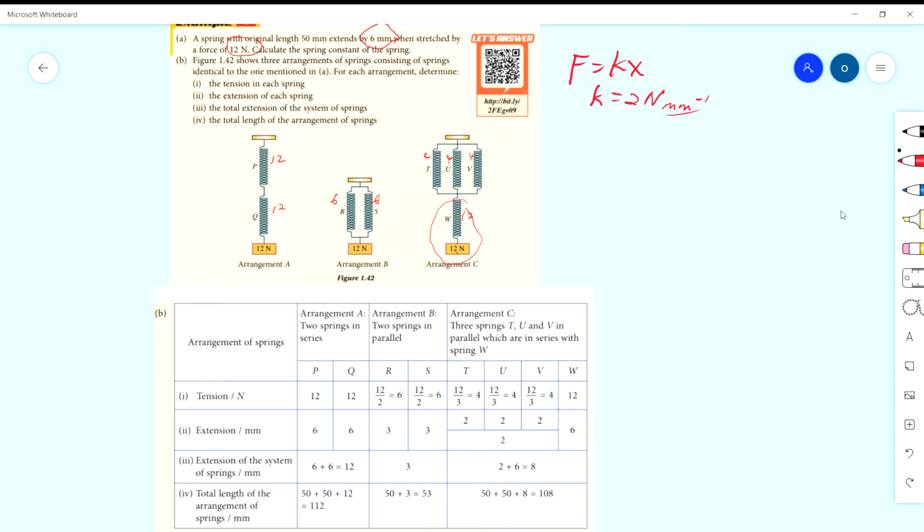Okay, next. Extension of each spring. Each spring from question A just now, one spring will extend 6 mm. So for this spring also 6, this spring also 6. This spring, since its tension is now half, here if we put it in, this is now 6, so its extension also becomes half, because it does less work. Now this was 12, its extension was 6.